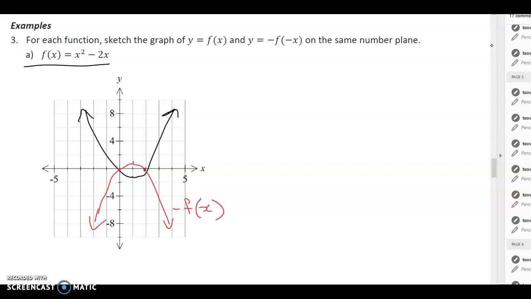Now what we're asked to find is minus f of minus x. So we've already got minus f of x. We just need to put a minus now inside the brackets there. And what's that going to do to the graph? Well, that's going to reflect this red graph in the y-axis.